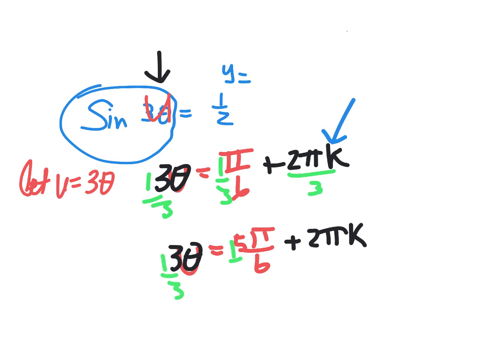The reason we can't just leave it as plus 2 pi k is because this period, for this function, the blue one, the one with the 3 in the middle of it, that one's period isn't 2 pi. It's 2 pi over 3.